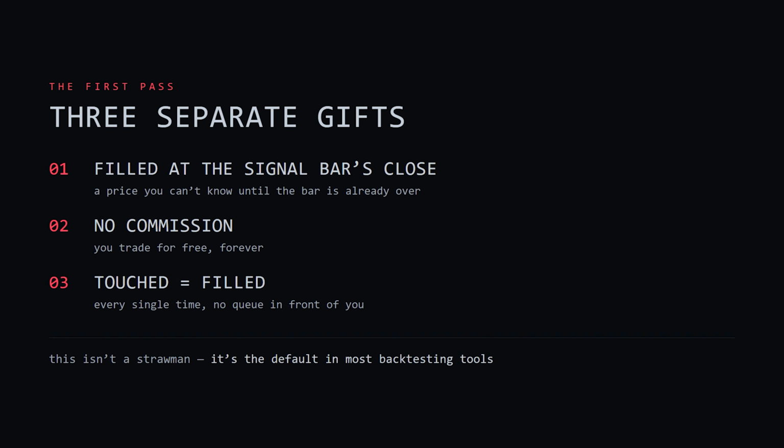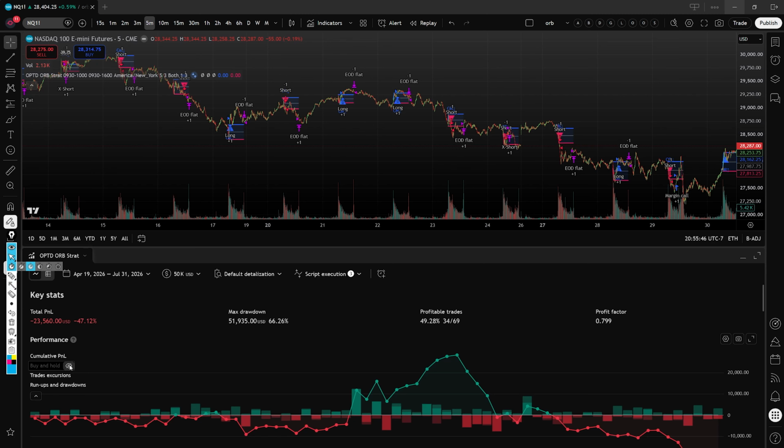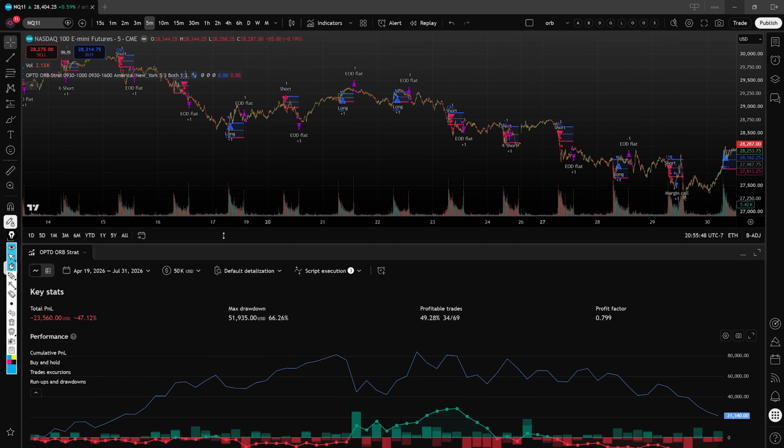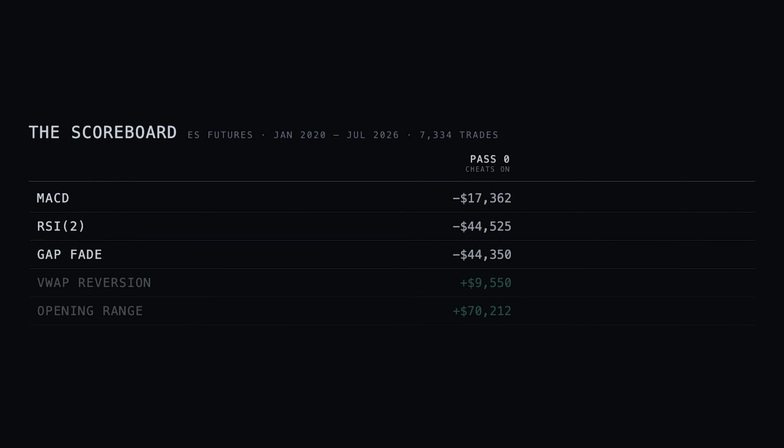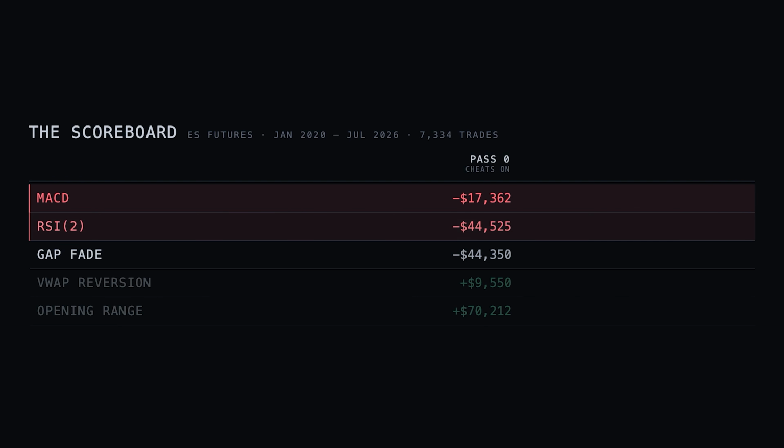And that's the default in most backtesting tools. And it was my own first pass too. It doesn't matter if you've only ever clicked Strategy Tester in TradingView. That's exactly who this is for. So let's call it what it is. This is the backtest with cheats turned on. I thought initially I might have been being too strict, but I ran it that way anyways. We entered at a price you couldn't have known, charge nothing, and fill on every touch.